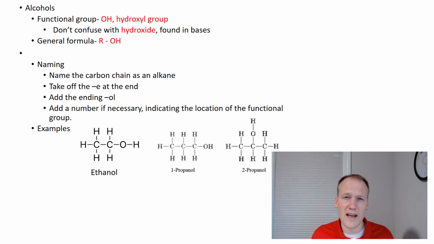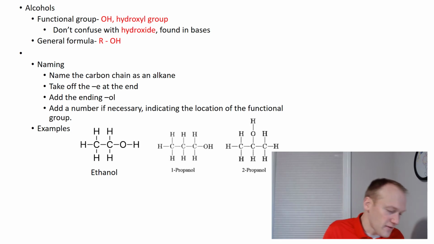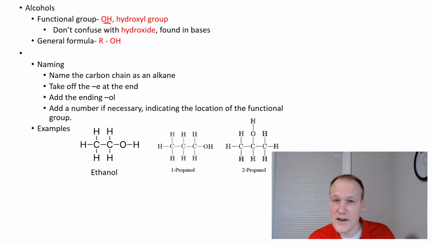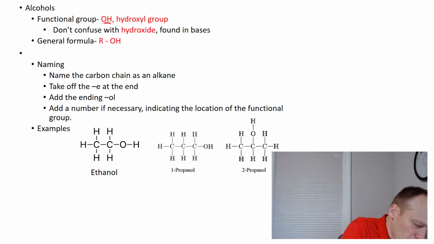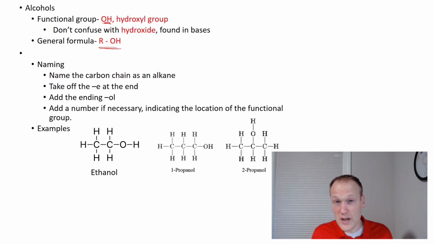The first type we're going to look at is called an alcohol. The functional group for an alcohol is an OH, an oxygen and a hydrogen bonded together that's coming off one of the carbons in the carbon chain. So the general formula would be R, a certain number of carbons, combined with that OH.